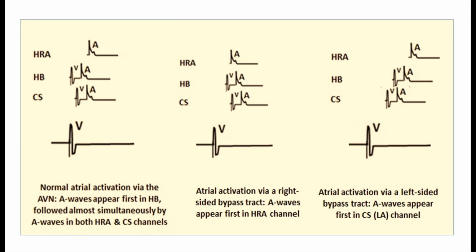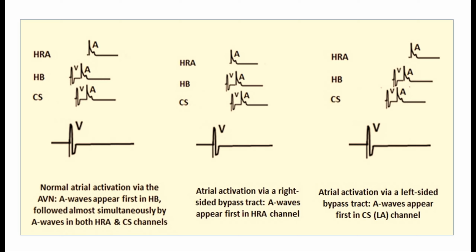Retrograde atrial activation with bypass tracts. In the presence of bypass tracts, eccentric retrograde atrial activation occurs, unless the bypass tract is very close to the AV node. Depending on the site of the bypass tract, atrial activation pattern changes.